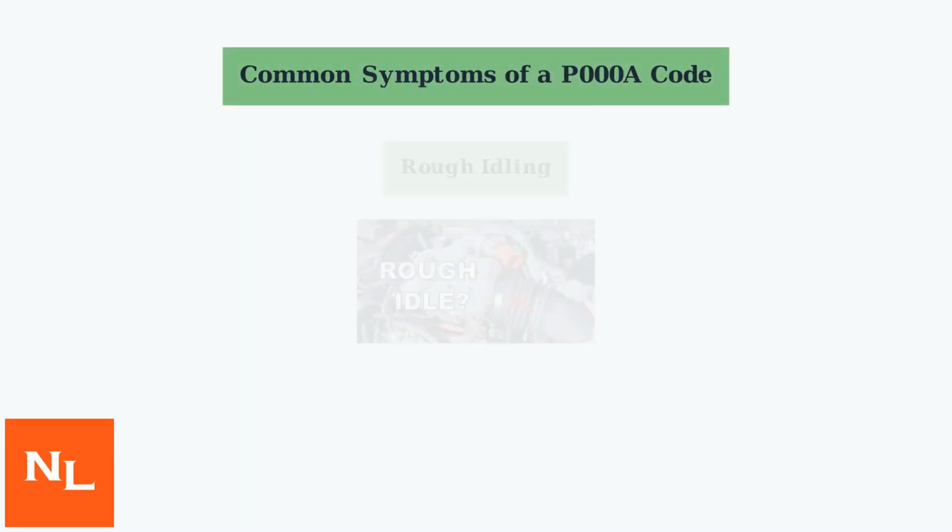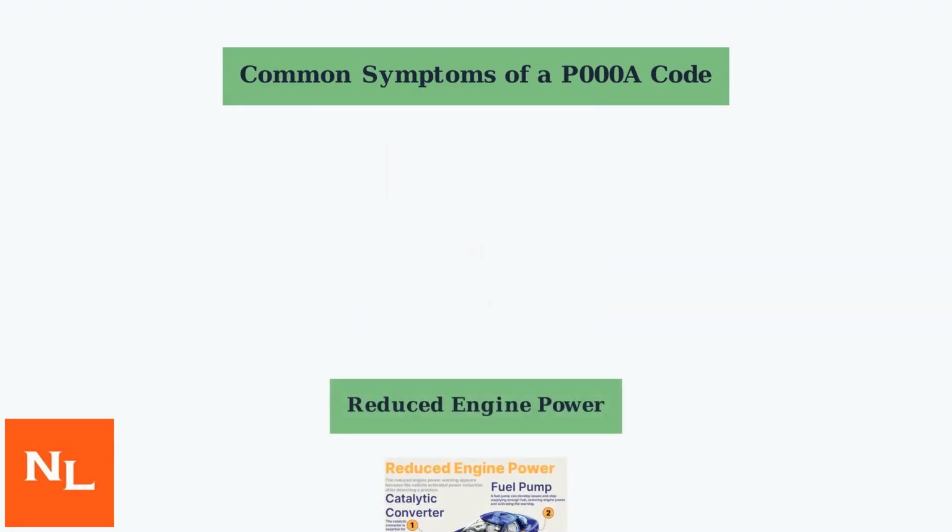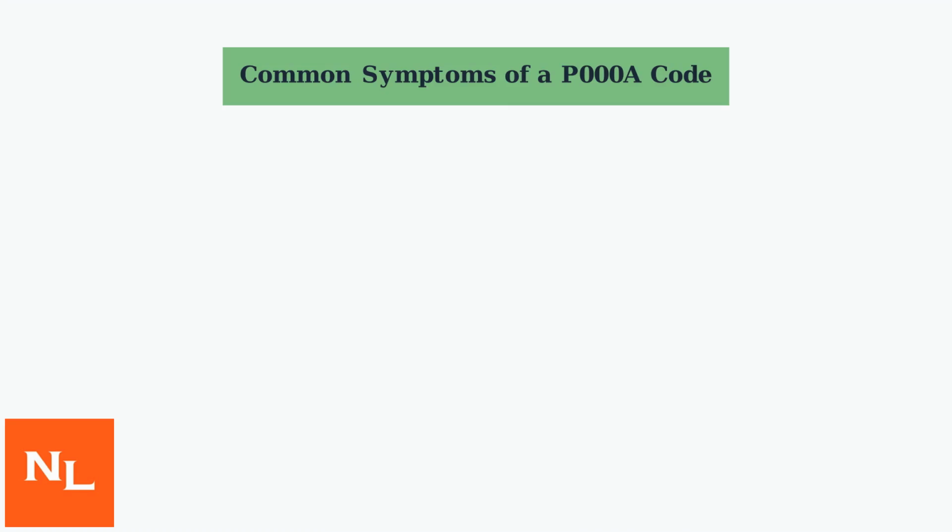When the P000A code appears, you'll likely notice symptoms such as rough idling, reduced engine power, poor acceleration, and an illuminated check engine light. These symptoms arise from incorrect camshaft timing impacting engine efficiency. Note that these symptoms may vary based on the vehicle and the severity of the issue, so proper diagnosis is important. Several factors can trigger a P000A code.